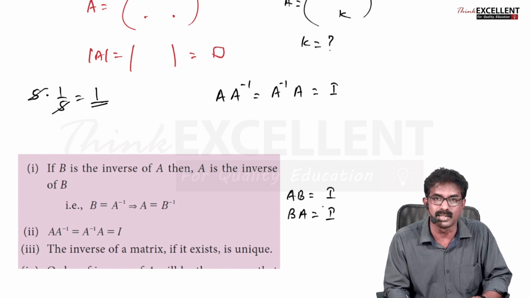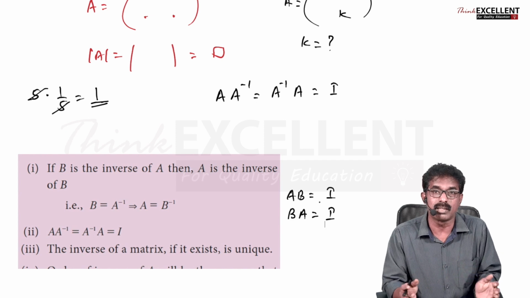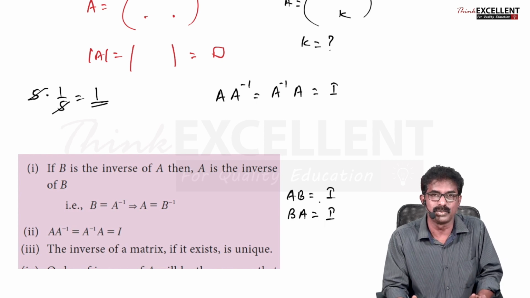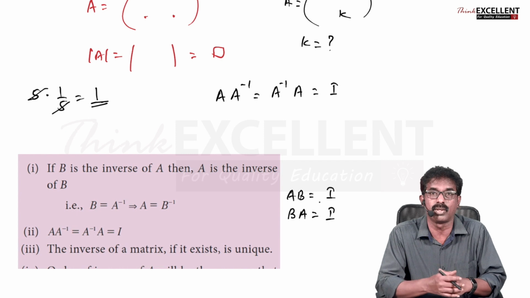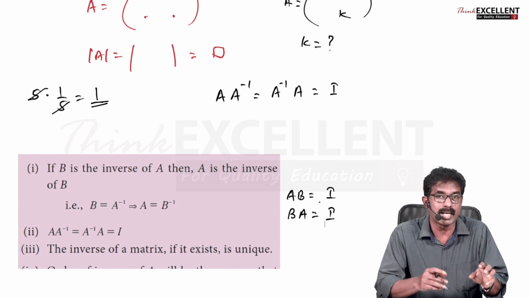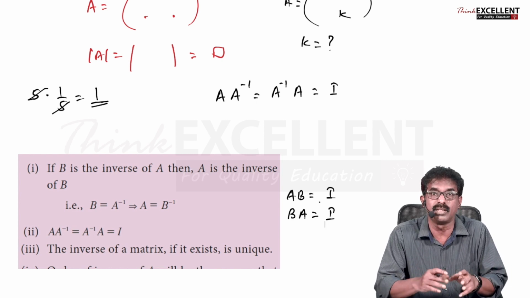In 10th standard you would have studied. Then what can you say? A and B are inverses of each other. So here also, even in 11th standard, you have a question like that. They give two matrices, A and B. Prove that they are inverses of each other.